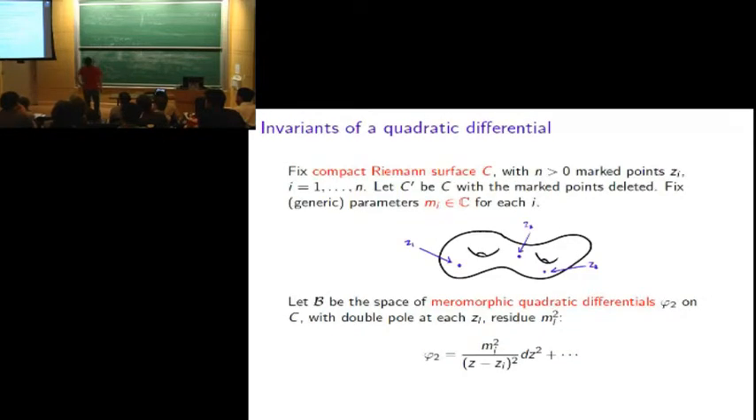OK, so what kind of mathematical objects are we studying? Let's fix a compact Riemann surface, call it C, with some marked points. It's important that it has at least one marked point on it. So I'll call these marked points Z_i. There they are.